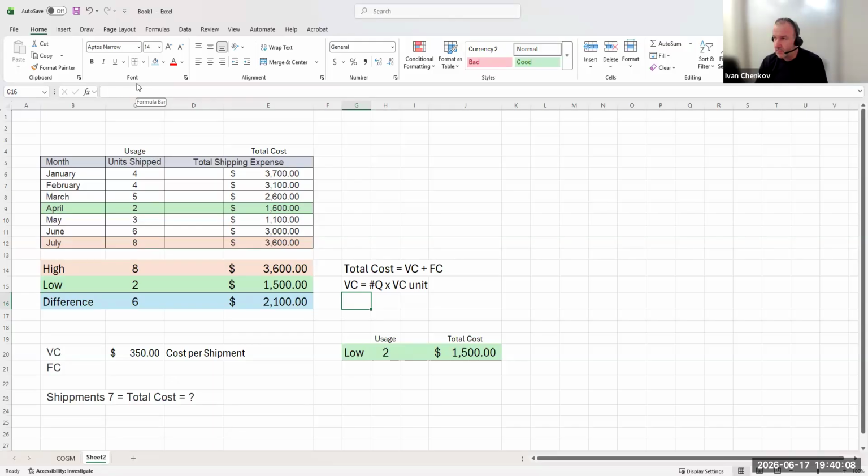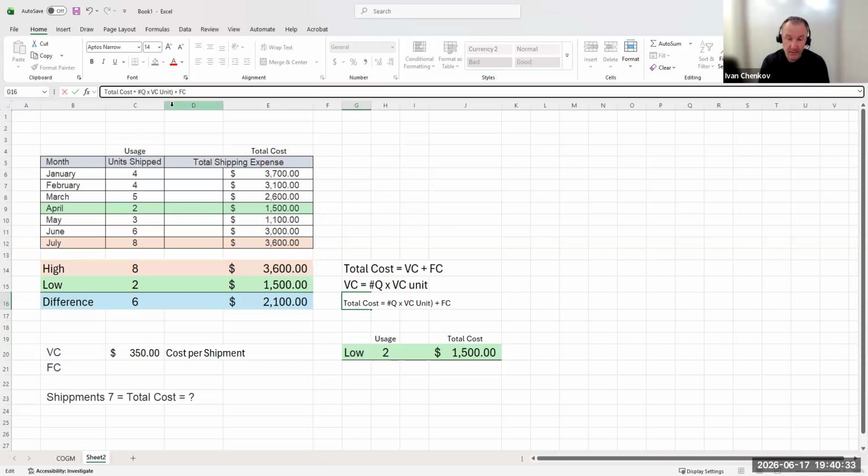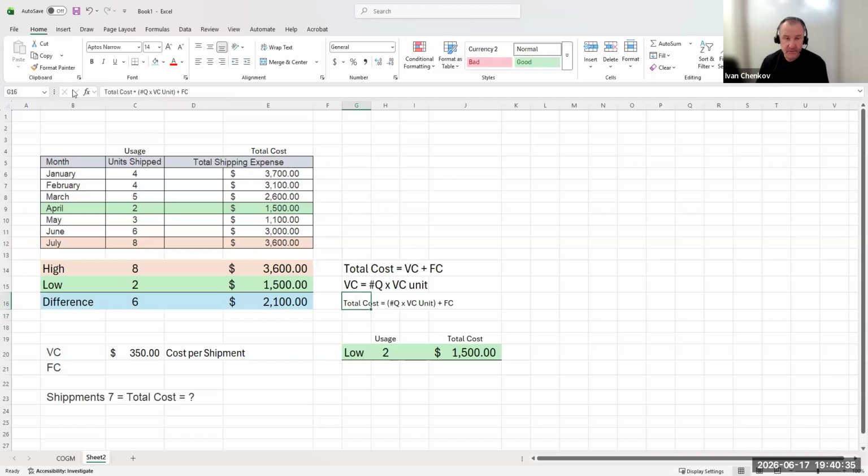So what we know now is that the total cost is equal to the number of units times the variable cost per unit, that will be in brackets, plus the fixed cost. I'm going to make it bigger so you can see it in a second. Finish this formula first. So that's what I know.